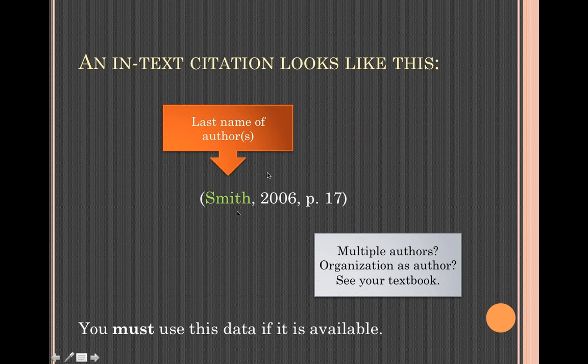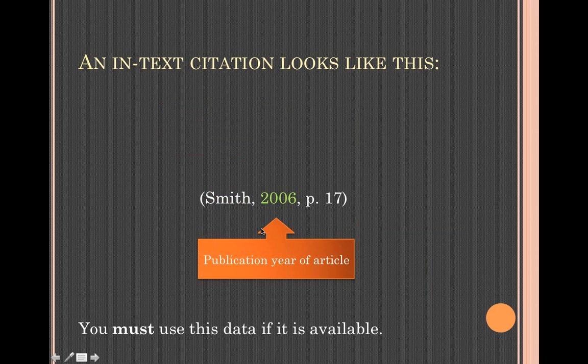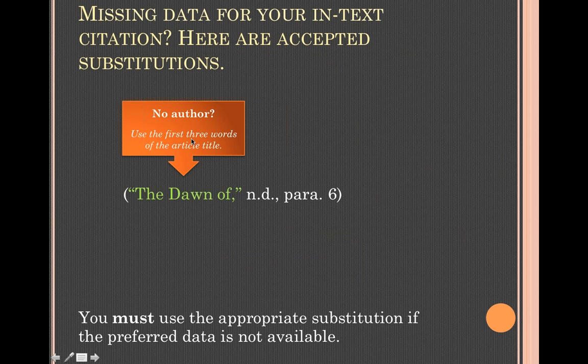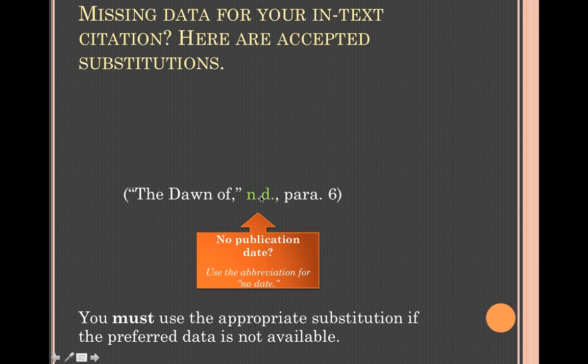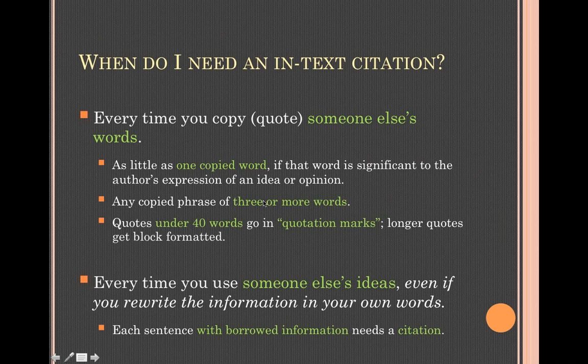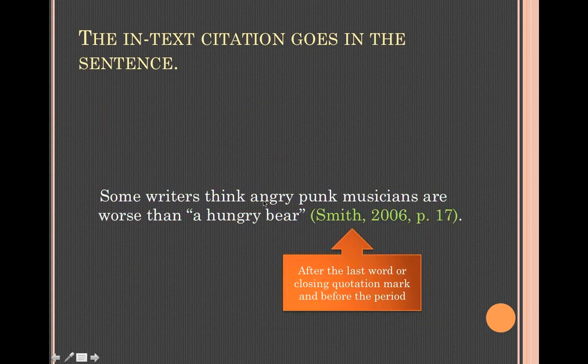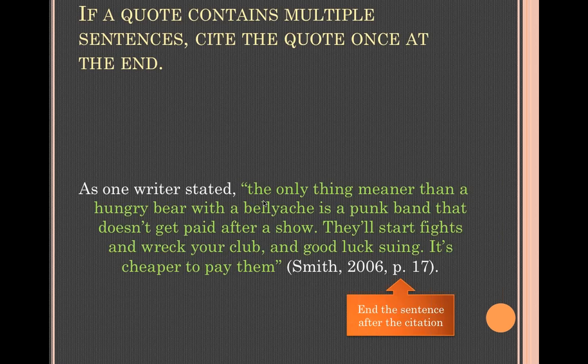We'll get to in-text citations in just a second. But for example, what if your article has no author? Well, actually, I'm getting ahead of myself because I haven't explained in-text citations yet. But you would just use the first three letters of that article title in your in-text citation. What if the publication has no date? Use the abbreviation ND. Let me get to the references page because that's what we've been talking about so far.